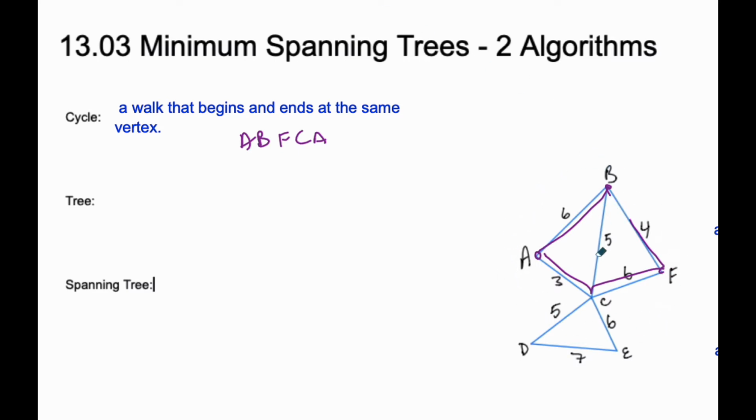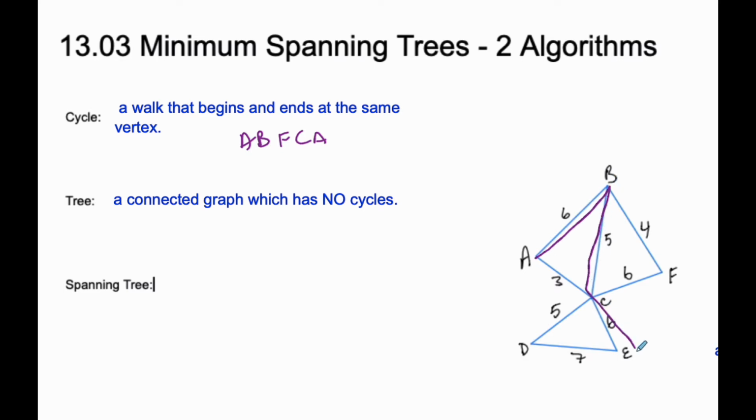Okay, so we can also have what a tree is, specifically a connected graph which has no cycles. So what I could say here is I could go A to B to C to E to D. That there, A to B to C to E to D would be a tree.